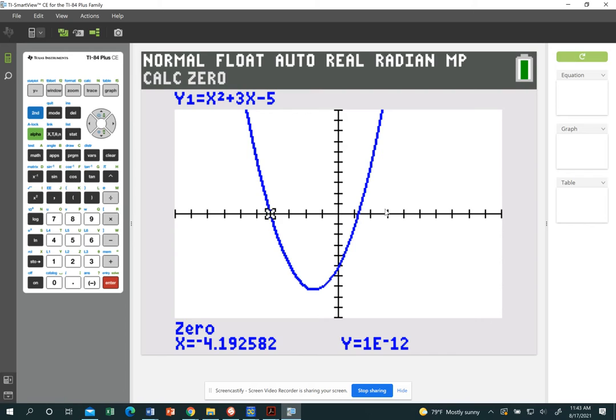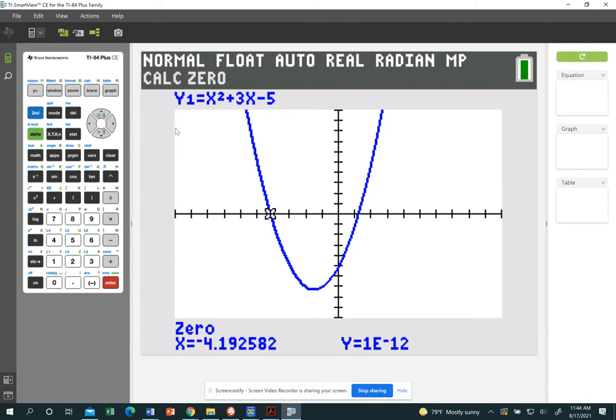Okay, all right. Did anyone find the other zero? Anybody have the approximation for the other zero? Yeah, what is it? 1.19258. All right, so 1.192 something. 1.19. How many of you got 1.19? Raise your hand. Okay, very good.